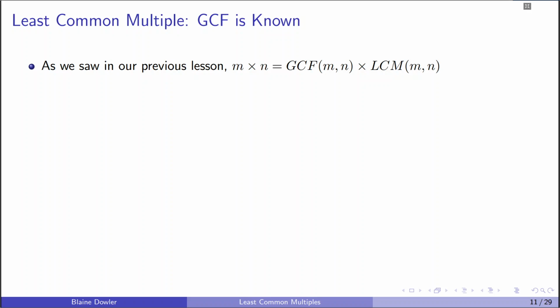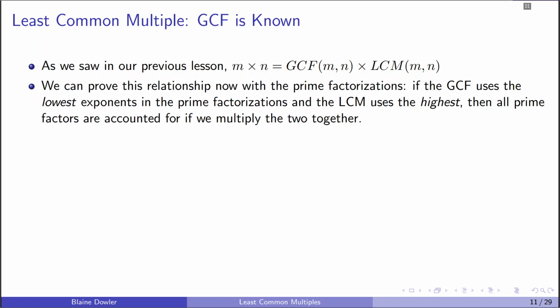We can also say the product of two numbers is the product of their greatest common factor and least common multiple. So we can see that now with the way we did prime factorizations. If greatest common factor uses the lowest and the least common multiple uses the highest, every single one of those factors is accounted for when you multiply the two together. It's going to be the same as m times n.